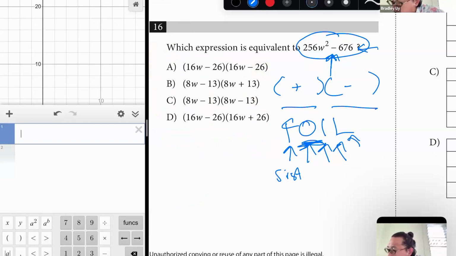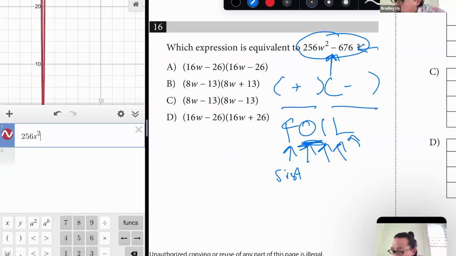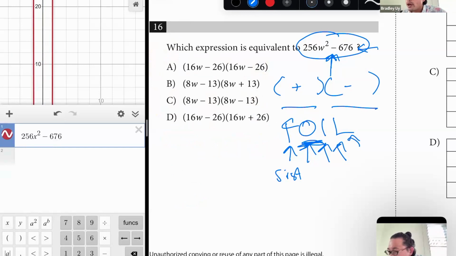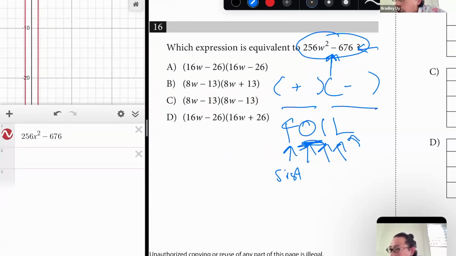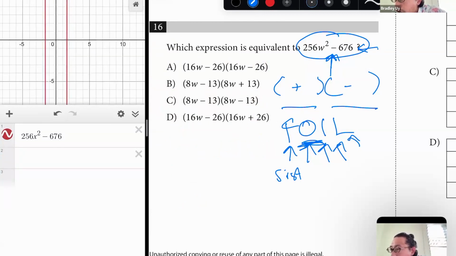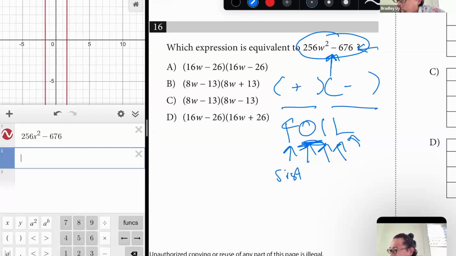What you can do here is enter the original expression, 256w squared. You can't use a w though, because on Desmos it plots things on the xy plane. So you're going to enter this as you see it, 256x squared minus 676. You're going to leave that graph up there. As you can see, it is a polynomial. Now enter these expressions as you see them, A, B, C, and D.